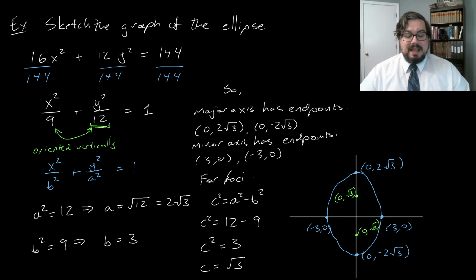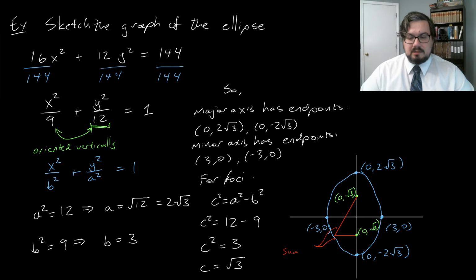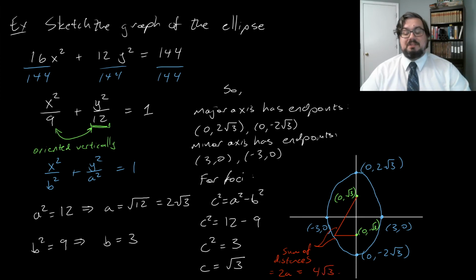Furthermore, because we have that a is 2 times the square root of 3, one of the things this tells us is that if you take any point on this ellipse and look at the distance to the point (0, square root of 3) and the distance to the point (0, negative square root of 3), the sum of these distances, no matter what point you take on the ellipse, is equal to 2 times a, which is going to be 4 times the square root of 3.